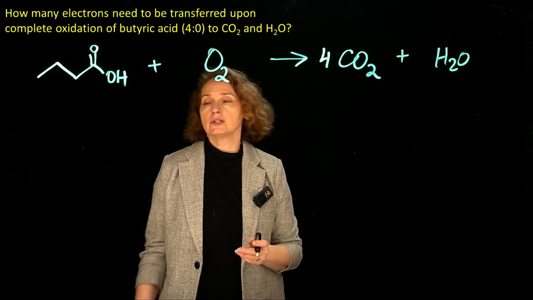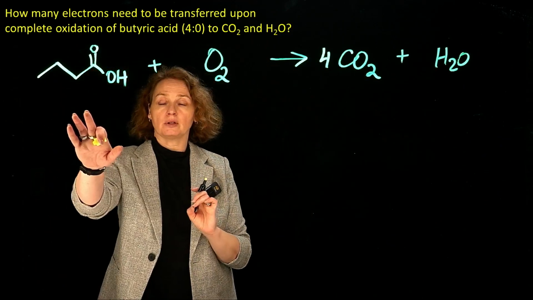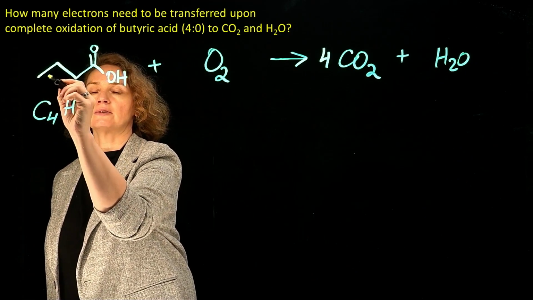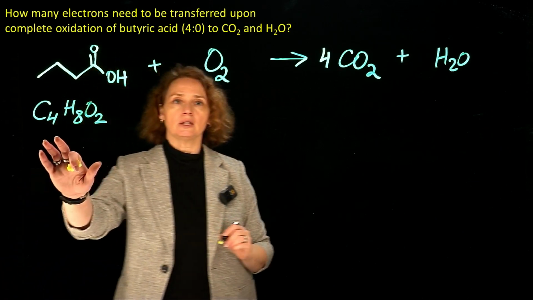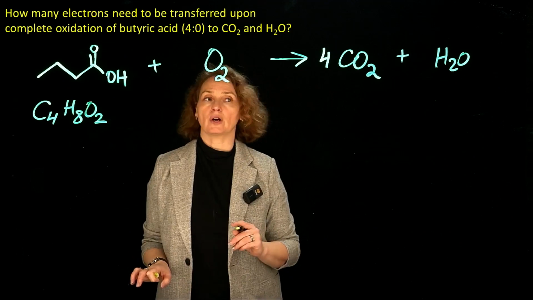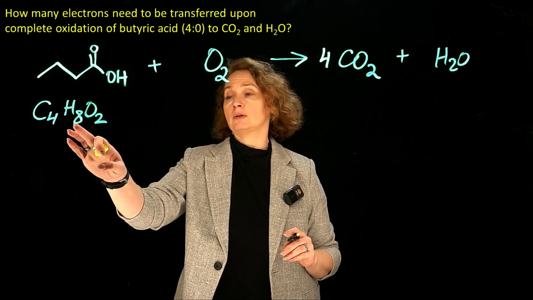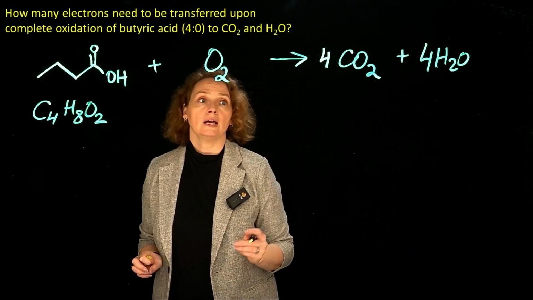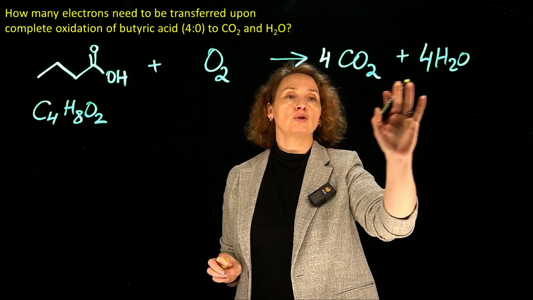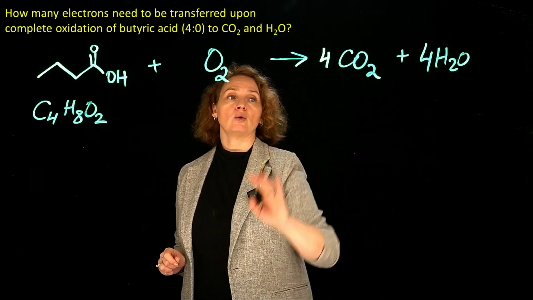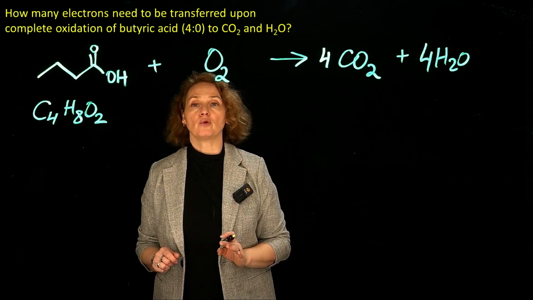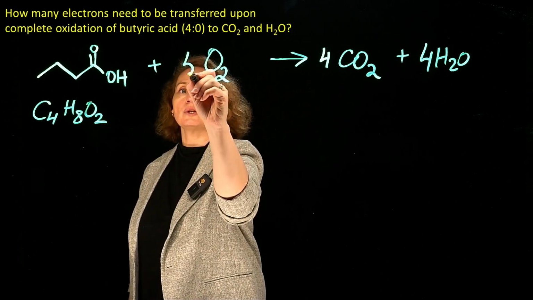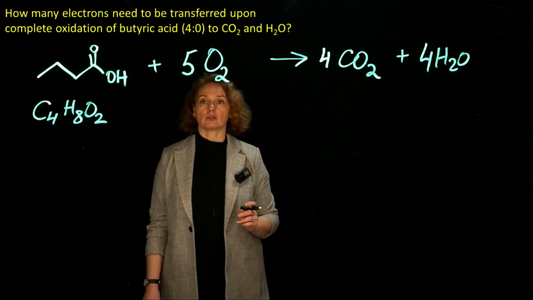For balancing this reaction, we need to determine the molecular formula. So it will be C4H8O2. And from here, it matches with 4 molecules of carbon dioxide. The 8 hydrogens in the butyric acid will be released as 4 molecules of water, and this gives us 4 oxygens for 4 molecules of water. Now 8 more oxygens from 4 molecules of carbon dioxide, and that will be 12. We will have 2 oxygens here, so we need to add 5 molecules of molecular oxygen.